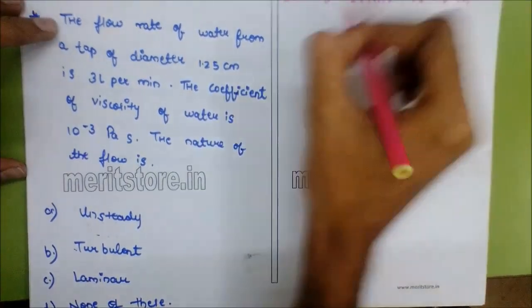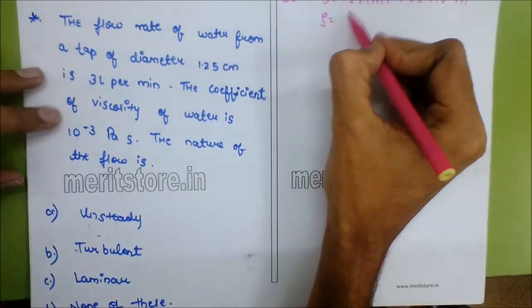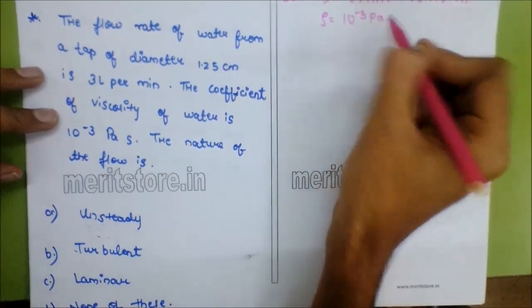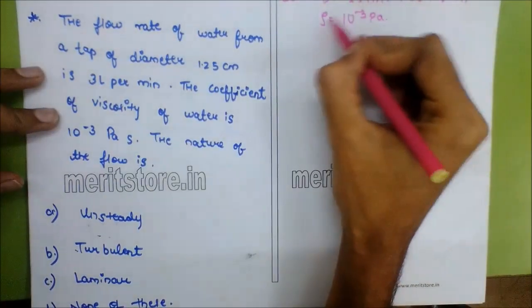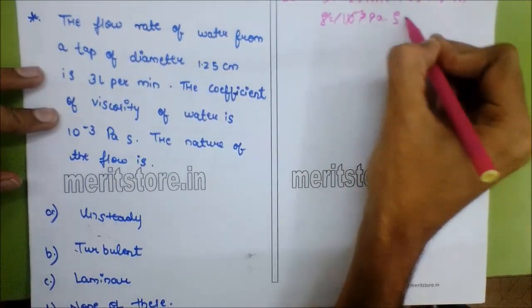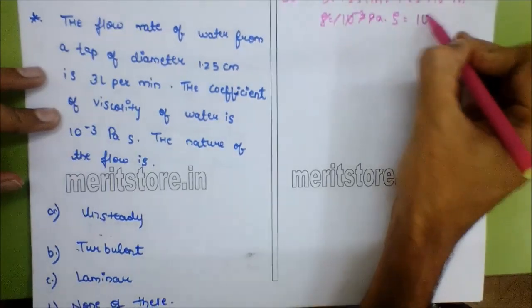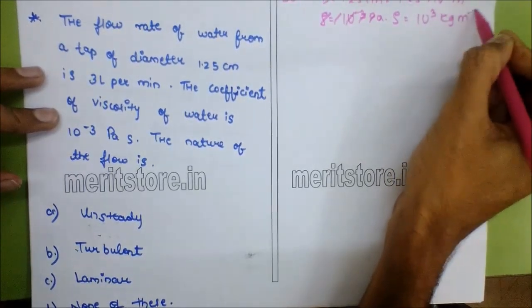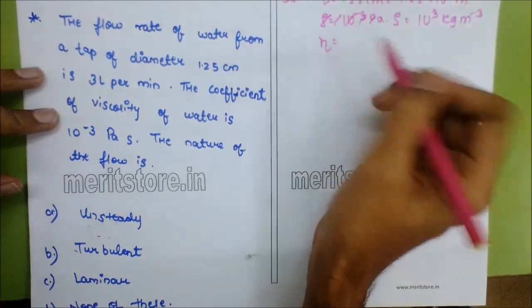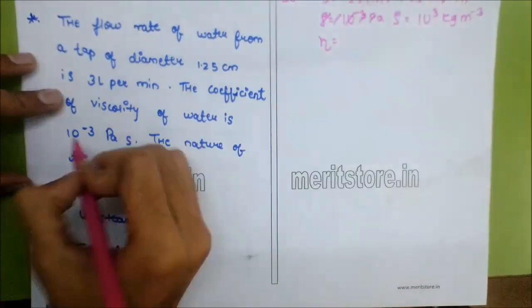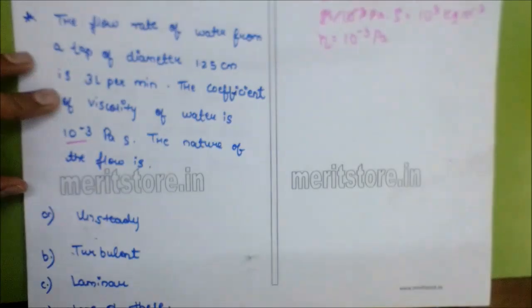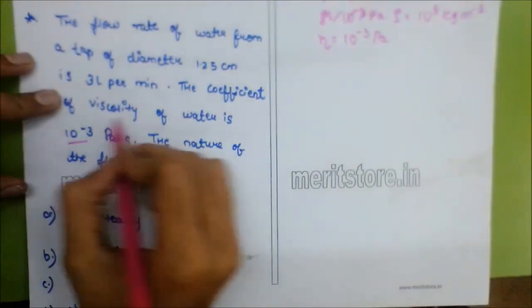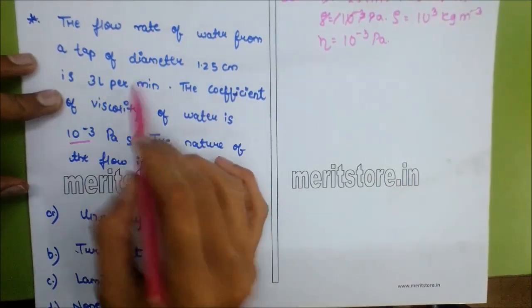Okay, then the density is given as rho. Sorry, the density we know is 10 raised to 3 kilogram per meter cube. Then comes the viscosity, it is 10 raised to minus 3 pascal. Then we have the volume of the liquid flow, which is 3 liters per minute.